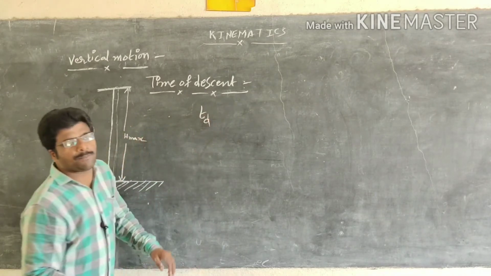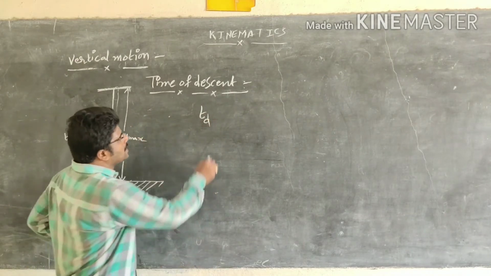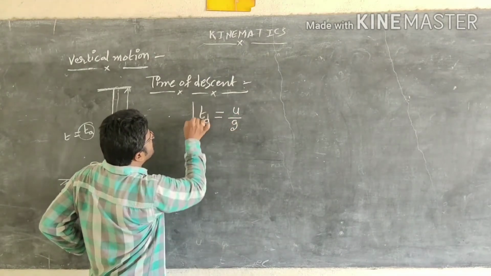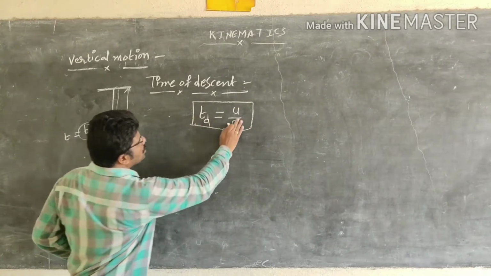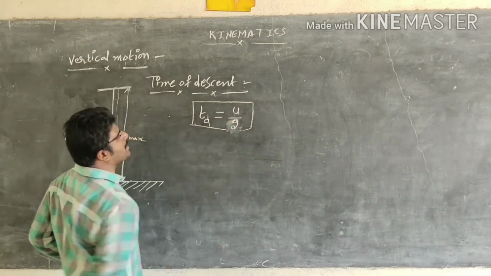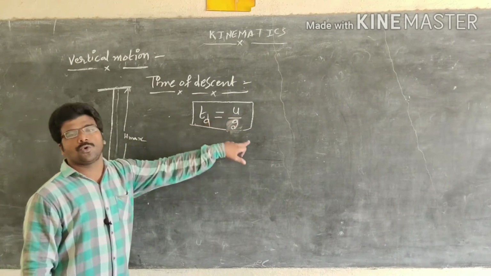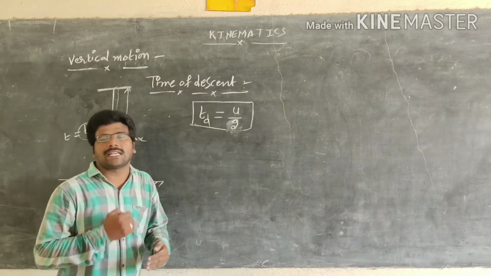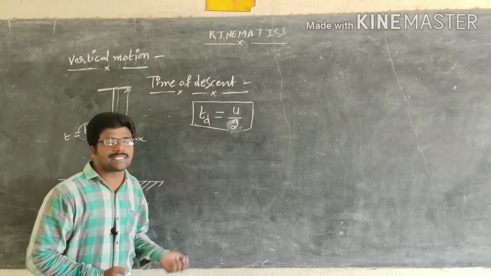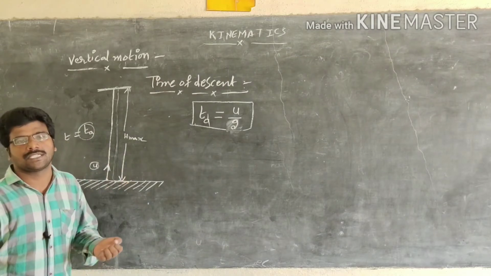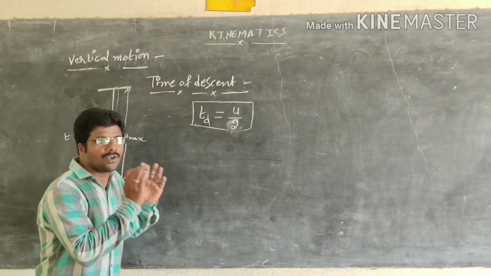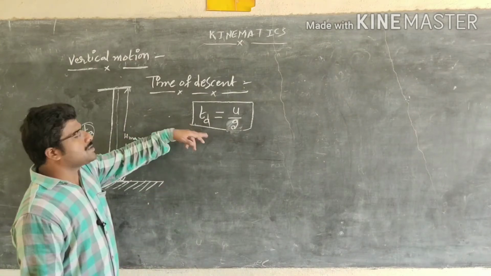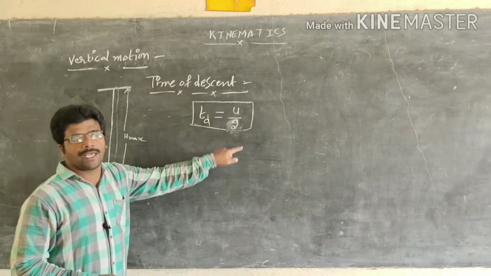Time of descent is represented by the letters TD. Here the formula for time of descent is also the same, U by G. So the formula is the same for time of ascent and time of descent: TD equal to U by G. Here, remember one thing: if you neglect only the air resistance force, the time of ascent equals the time of descent. Okay, so no need to derive. So TD equal to U by G.